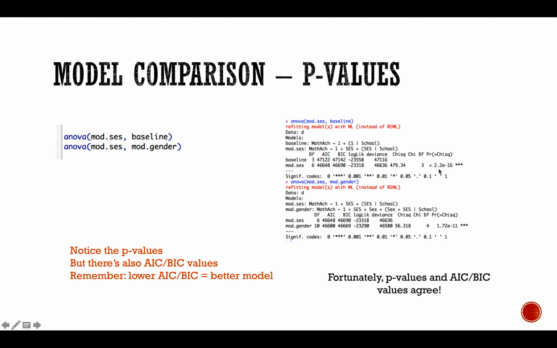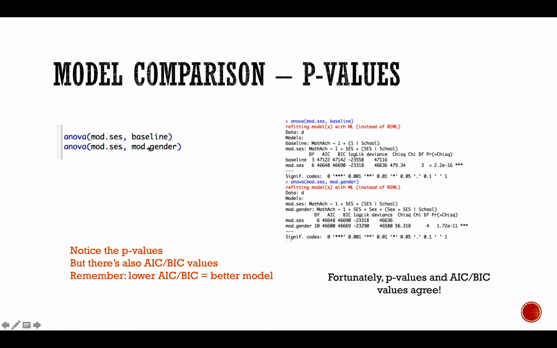And so that is your p-value, which is written in scientific notation, which is ridiculously small. So this p-value says, okay, if the null hypothesis is true, it would be very, very unlikely to obtain a fit as good or better as mod.ses, again, if the null hypothesis were actually true. So this tells us we should favor the socioeconomic status model.